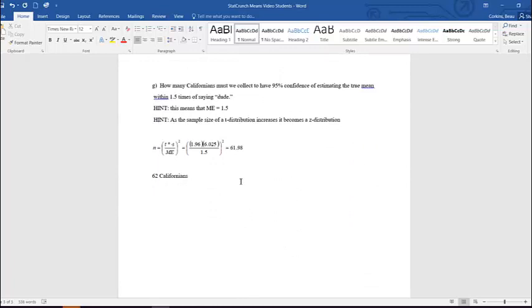How many Californians must we collect to have 95% confidence of estimating the true mean within 1.5 times of saying "dude"? Hint: this means the margin of error is 1.5. Hint: as the sample size of a t-distribution increases, it becomes a z-distribution, so this t star can be used as z star. We know z star for 95% is 1.96. I then know the standard deviation, which we just found is 6.025, and the margin of error is told to us to be 1.5.